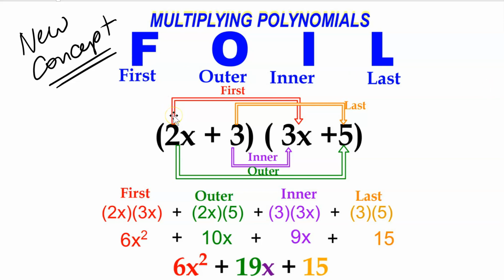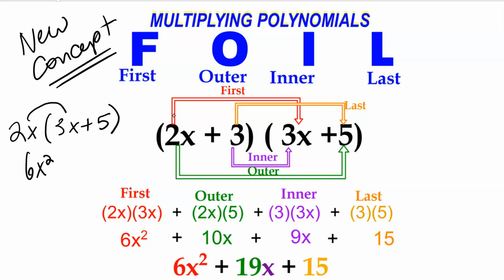FOIL is basically the distributive property. Let's see it. If I have, you don't have to write this down, I'm building understanding. If I have 2x times 3x plus 5, basically I'm going to distribute the 2x to the 3x, and that's going to give me 6x squared.